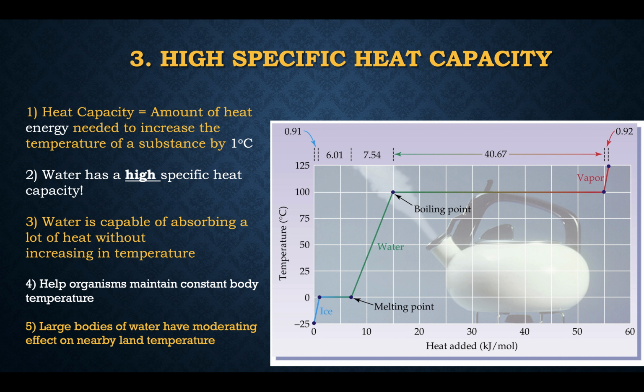It keeps us at a very nice stable level because it takes a lot of heat energy to warm water up. You can also think about this, we'll talk about this when we look at climate and the Earth's atmosphere. But large bodies of water can have a moderating effect on nearby land temperature. So because the oceans are water, the oceans can take in a lot of heat from the sun and not heat up.